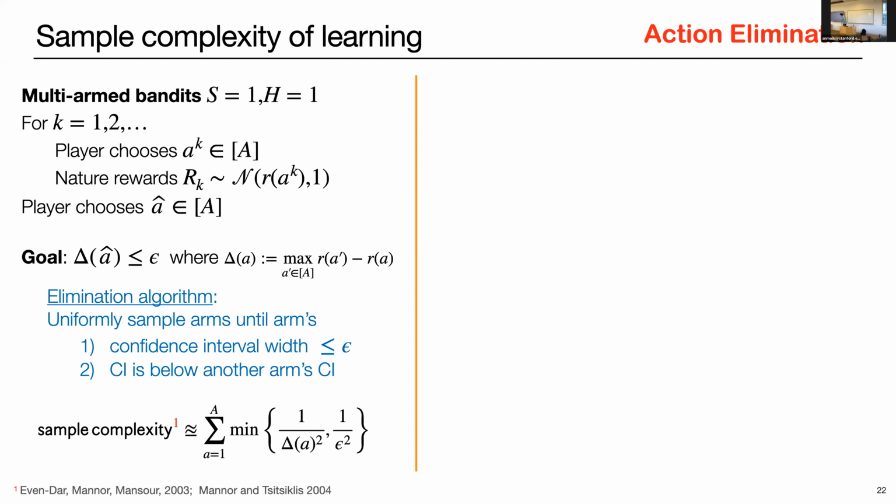And it's not hard to show. It's a nice exercise to show that you can achieve a sample complexity that scales like the sum of the inverse gap squared and 1 over epsilon squared. Okay, and really all this is doing is counting how many samples you need to pull an arm to get its confidence interval of 1 over root n less than the gap. That's it.